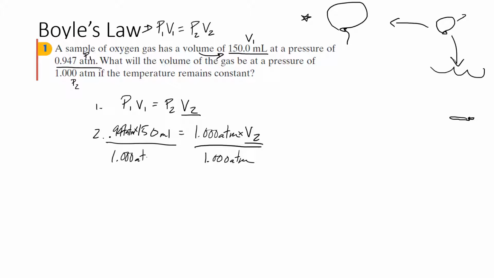Right? So if you were to plug this into the calculator, you should get 142 milliliters. Notice that this unit atm cancels out, and the only unit that is left is milliliters. Pretty easy, right? So all you've got to do is go through the problem, identify what the variables are, plug into our nifty equation, PV is equal to PV, and then you just solve.